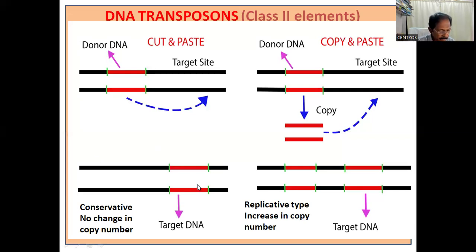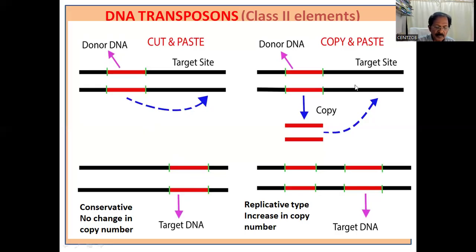Moreover, the cut and paste mechanism is known as the conservative type. But why? It is the same DNA which is pasted here. It is the same DNA that is conserved through this mechanism. So it is the conservative type. Don't forget it, it's very important. And there is no change in copy number. There is only one copy.